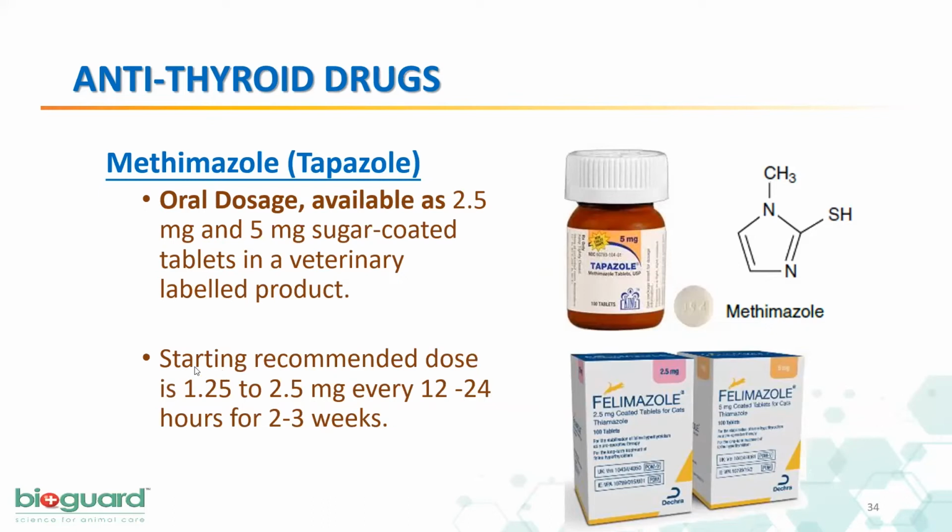And also, the starting range and the recommended dose is 1.25 to 2.5 mg, which has to be administered once or twice a day, for 2 to 3 weeks. But also, you need to see how high the levels of hyperthyroidism are. Based on that, the dose can be decided. Once you have given the treatment for 2 to 3 weeks, you can taper the drug, whether you need to increase or decrease, based on the reduction of clinical signs.